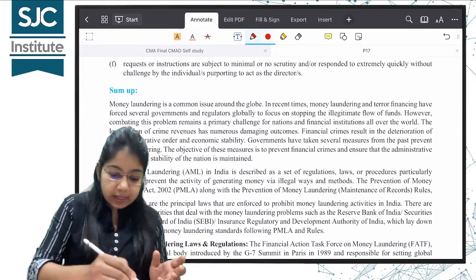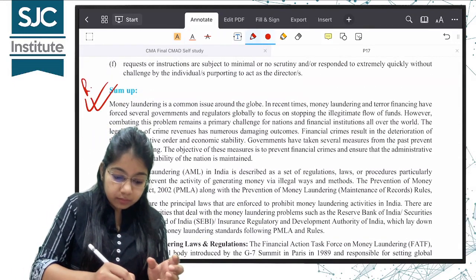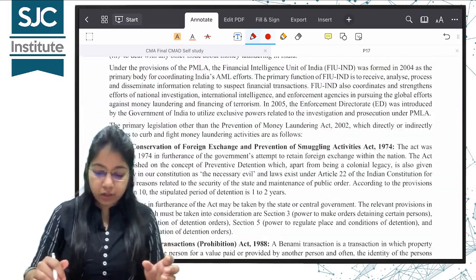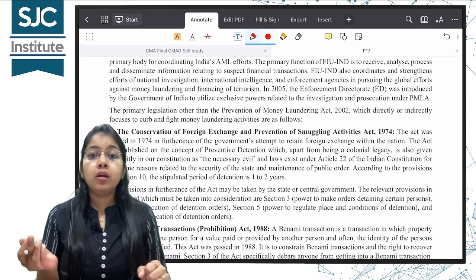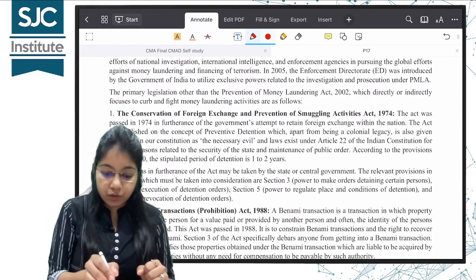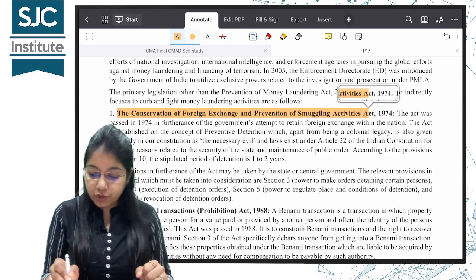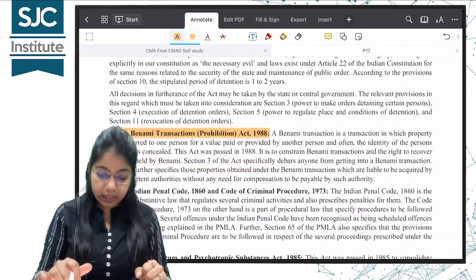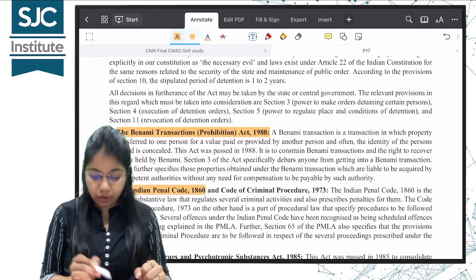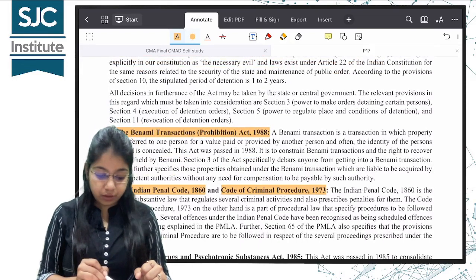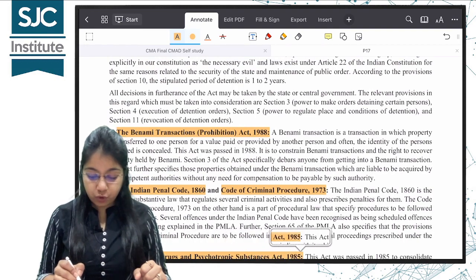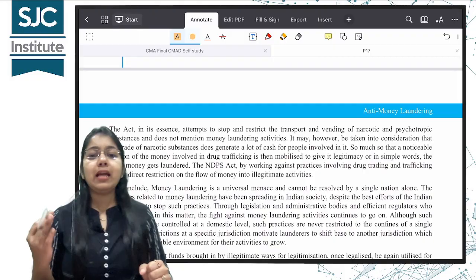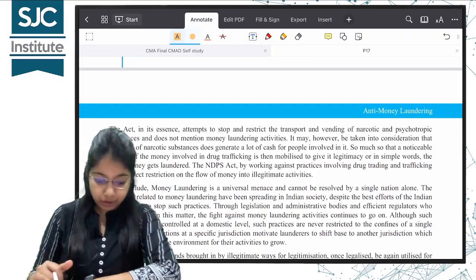Also, you can go through the sum up part once, read it. There are some other laws also which are related to money laundering, like the Conservation of Foreign Exchange and Prevention of Smuggling Activities Act 1974, Benami Transactions Prohibition Act 1988, Indian Penal Code and Code of Criminal Procedure, Narcotics, Drug and Psychotropic Substances Act 1985, Explosive Substances Act. Many acts are related to money laundering.